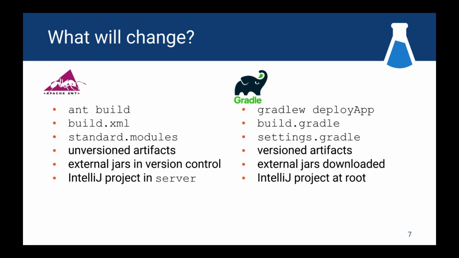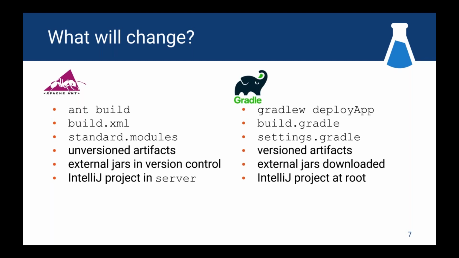And Ant produced unversioned artifacts. In Gradle, they will all be versioned, which is a nice thing for discovering what am I actually running on this server. It also allows for us to not have the external jars checked in to version control.